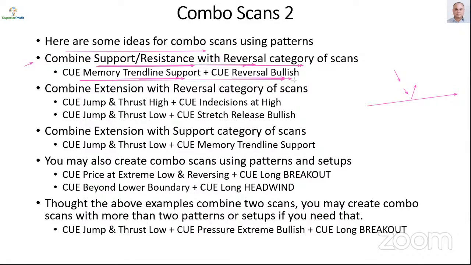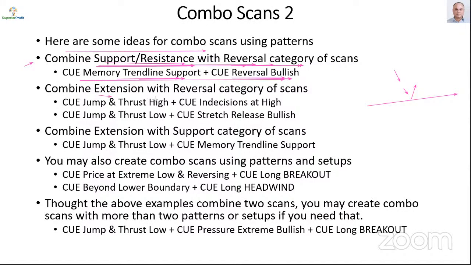Reversal bullish could be traffic light reversal also, or momentum reversal, as well as pattern reversal. So you could look for watermark support with bull release. That will also be a support resistance with reversal combination. So I have created the examples with these patterns in mind and used Q scans to create combos.